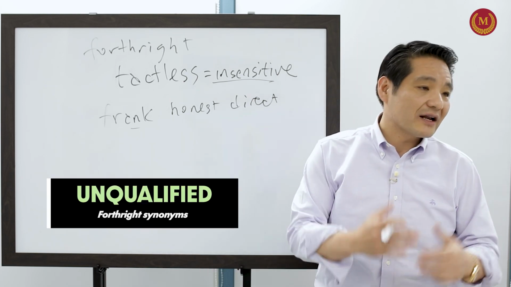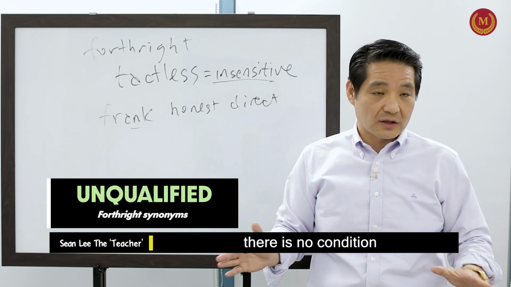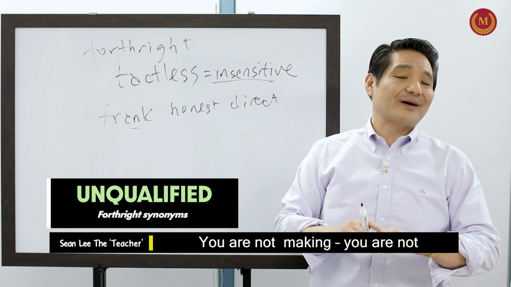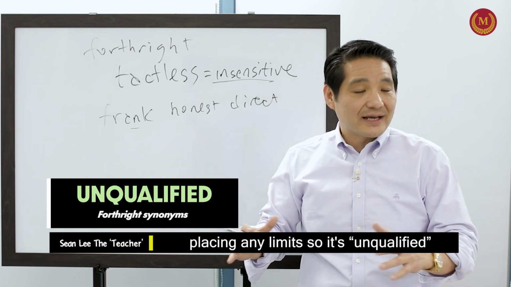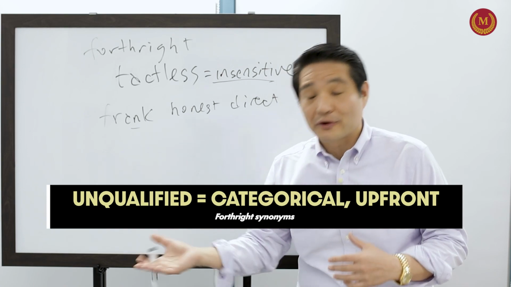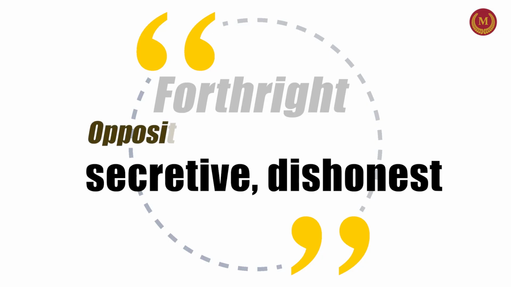You have unqualified, that is what? Unconditional, unlimited. There is no condition. So you're not making anything conditional, you're not placing any limits, so it's unqualified. Same thing as unqualified, it's categorical, right? And then you have upfront. Opposite, two words, secretive and dishonest. Those are antonyms for forthright.